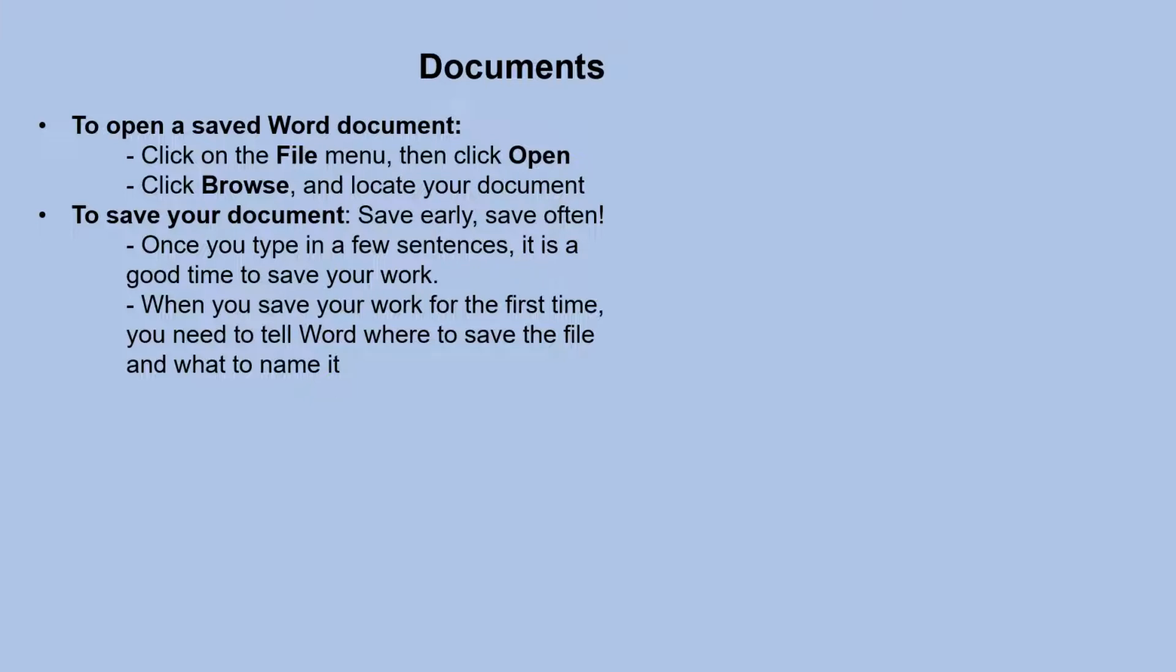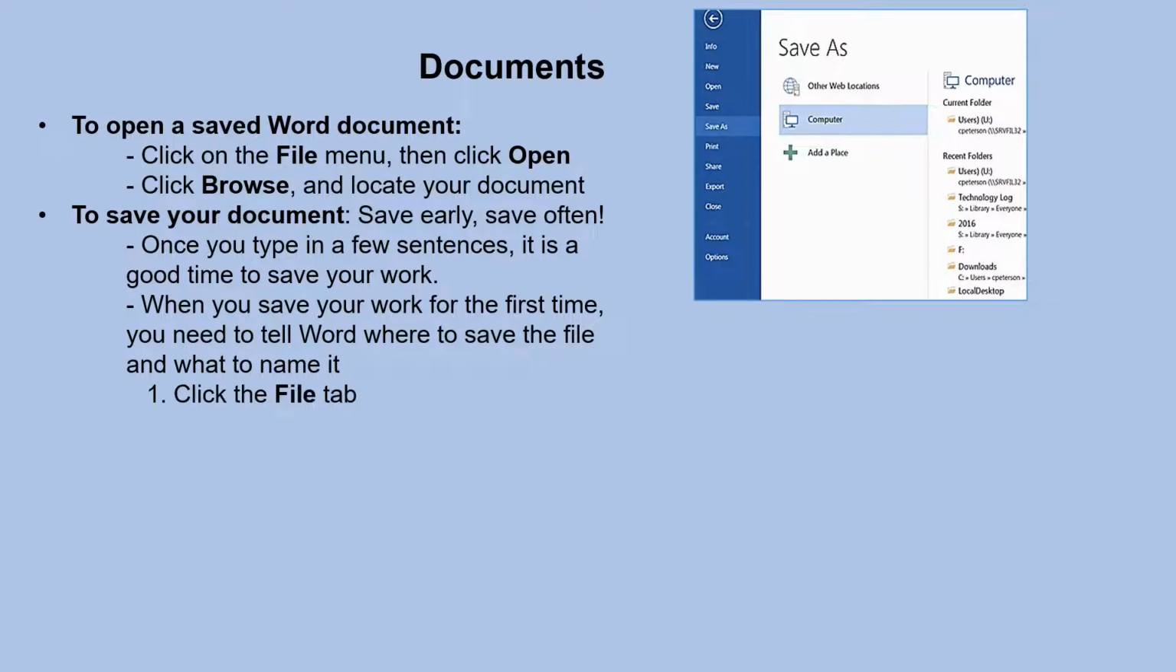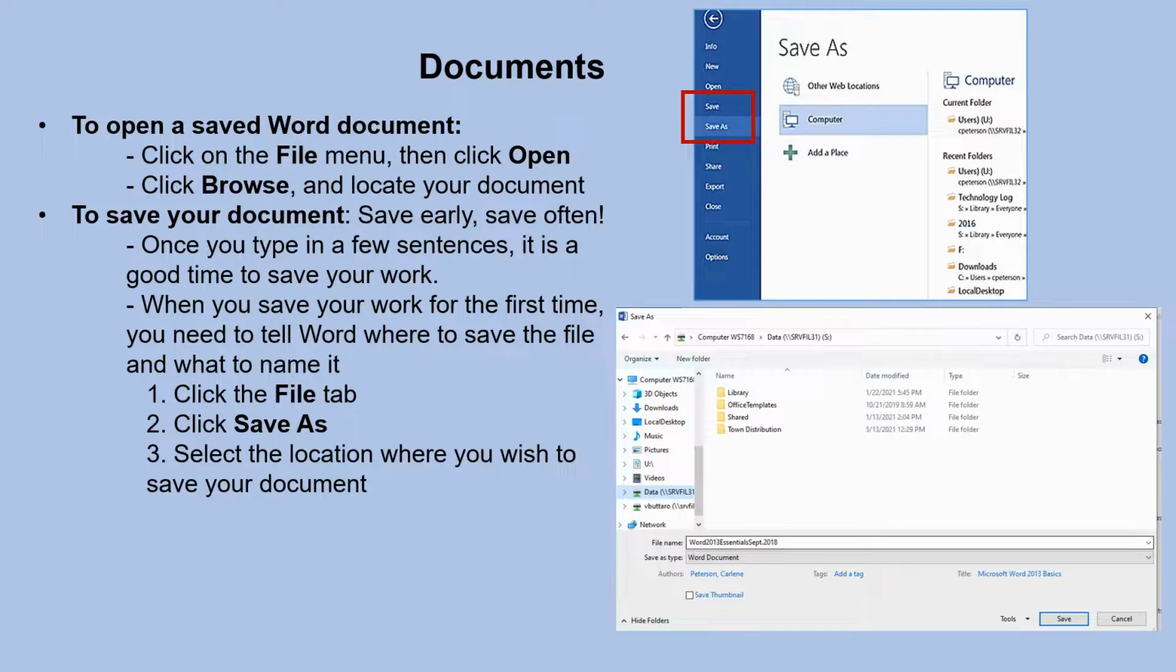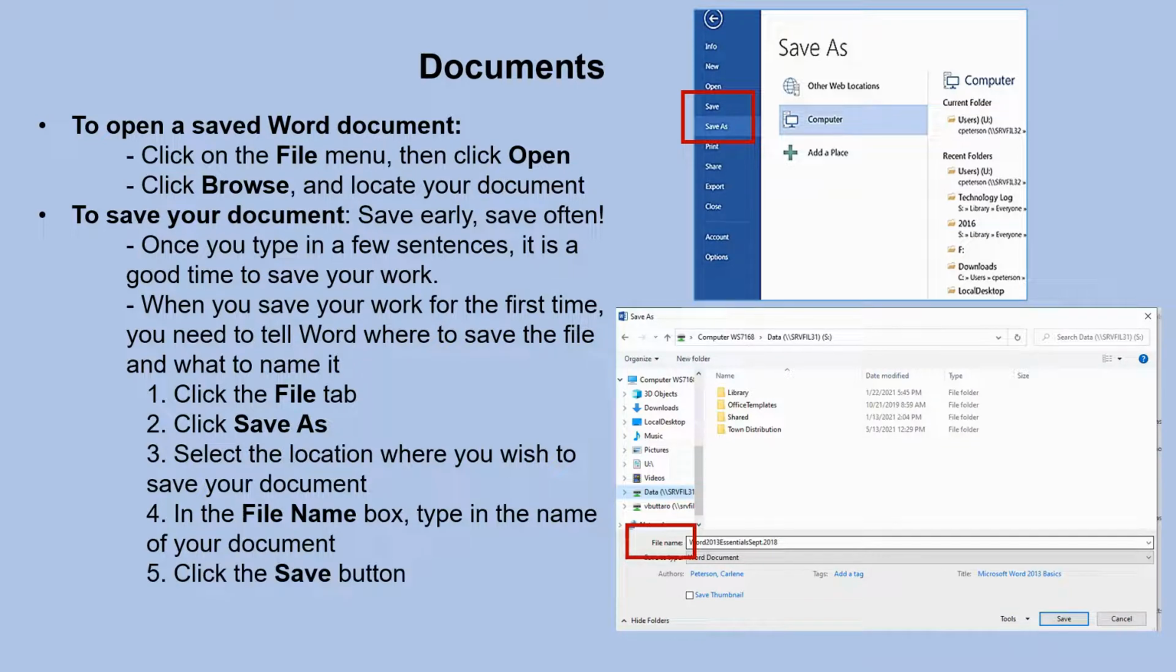So when you save your work for the first time, you need to tell Word where to save the file and what to name it. So you'll click on the File tab, you'll click on Save As, you'll select the location, and then in the file name box type in what you want to name it to also help you easily locate it in the future. Then you'll click on the Save option and you'll be taken back to the document to continue editing it.